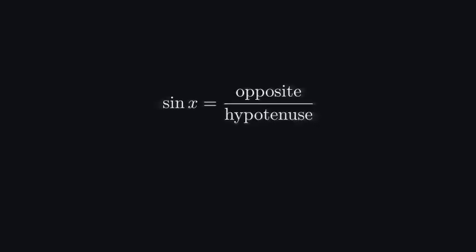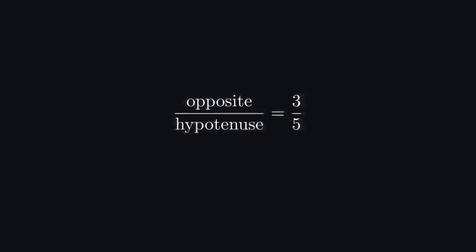Sin of x equals opposite over hypotenuse. Sin of x equals 3 over 5. So opposite over hypotenuse equals 3 over 5, and opposite equals 3.